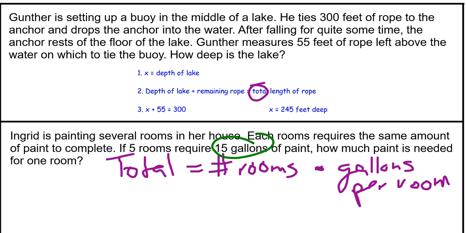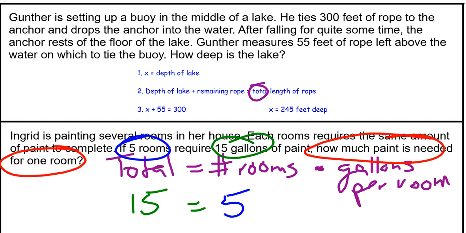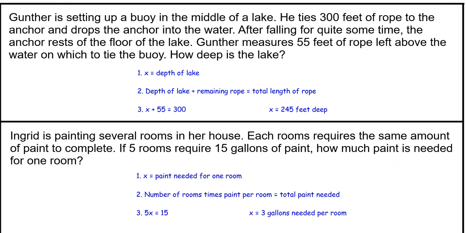Here we know our total is 15 gallons of paint. We know our number of rooms is 5. And our unknown is the paint needed for 1 room. So here we have an equation: 15 equals 5x. Number of rooms times the paint needed per room is equal to the total paint needed. Again, building a total from smaller pieces to find out that we need 3 gallons per room.